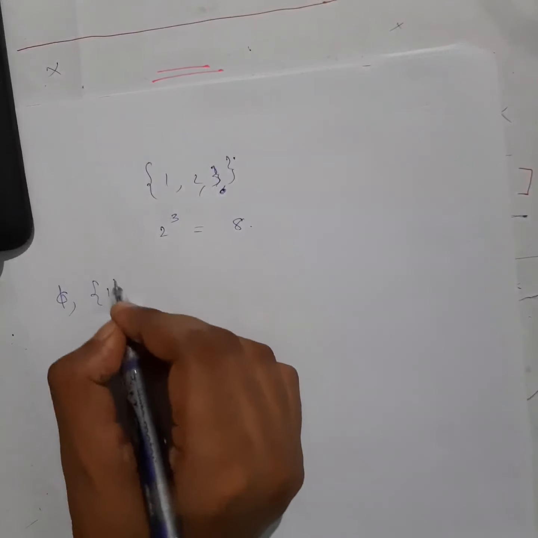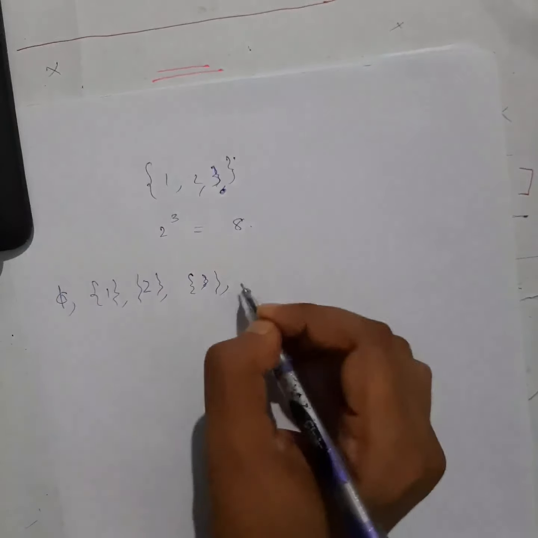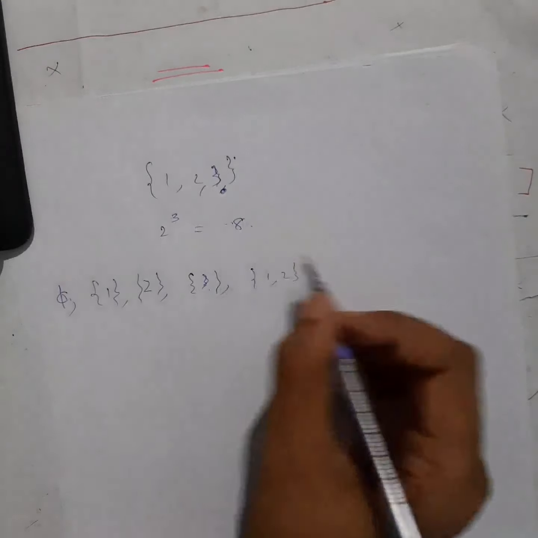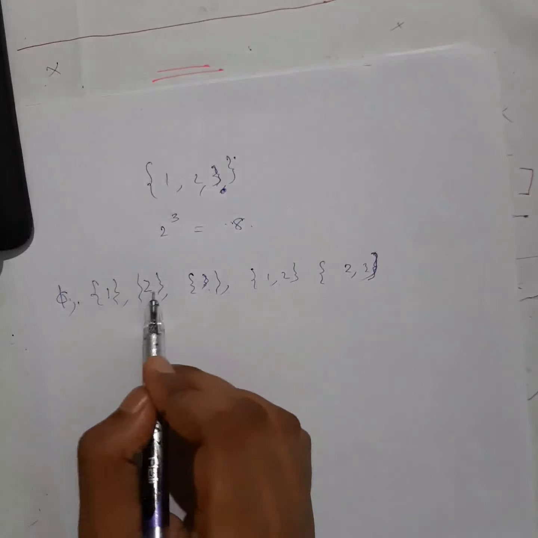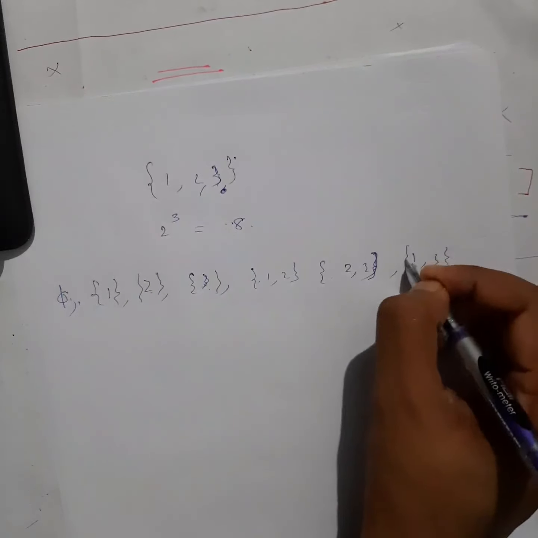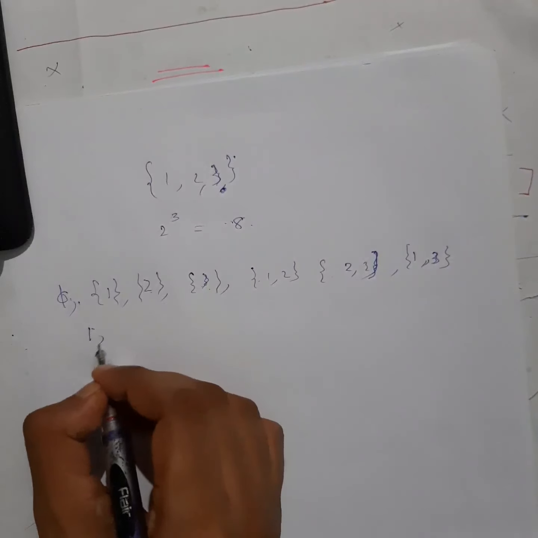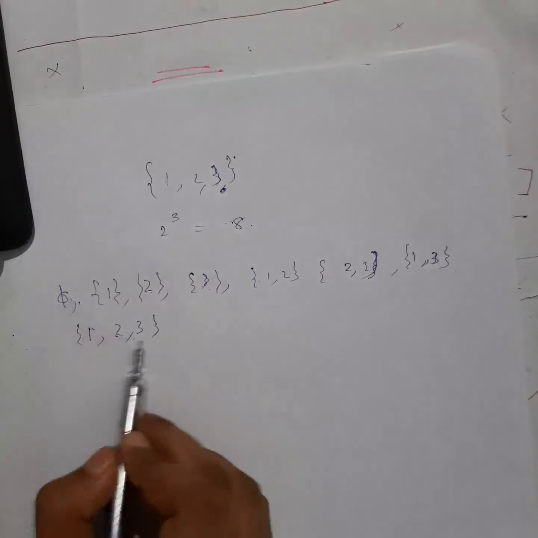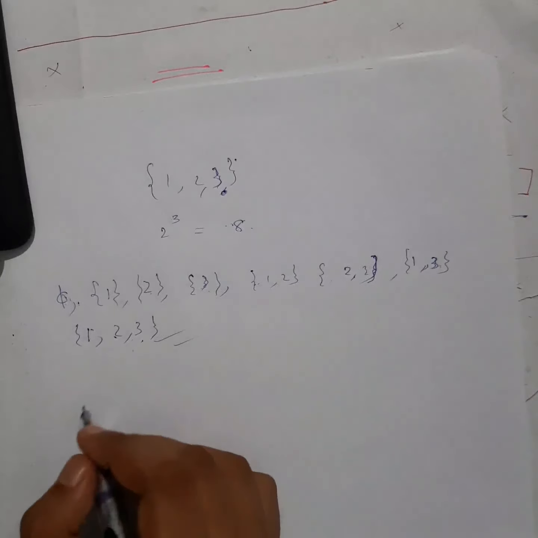First thing, phi, then {1}, {2}, {3}, how many did I get? 1, 2, 3, 4, I have to get 8, right? Then {2, 3}, okay, 1, 2, 3, 4, 5, 6 I got. 2 more I have to get. Then what will it be? {1, 3}. {1, 3} also will be a subset, right? All the possible arrangements you can see here. {1, 2, 3}. Only one I need, and it will be the set itself. Okay. So you can see 1, 2, 3, 4, 5, 6, 7, 8 I got. So these will be the subsets.